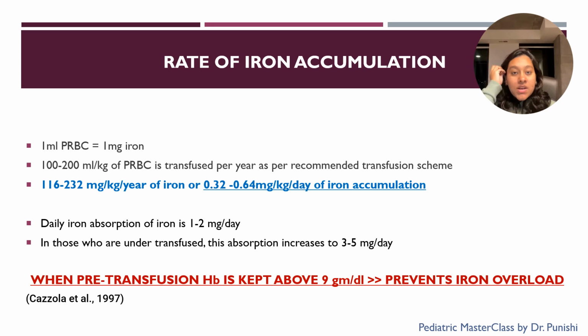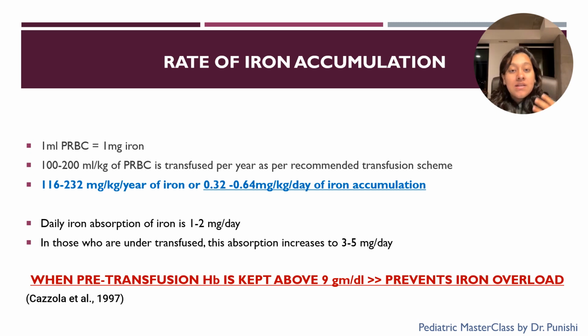So we do know that it is recommended to keep the pre-transfusion hemoglobin above 9. Now, where does this number 9 grams per deciliter come from? There was a study conducted in 1997 by Cazzola et al., where they studied the different levels of hemoglobin and its association with iron overload, and they came to the conclusion that if the pre-transfusion hemoglobin is maintained above 9 grams per deciliter, it prevents iron overload by inhibiting bone marrow expansion.